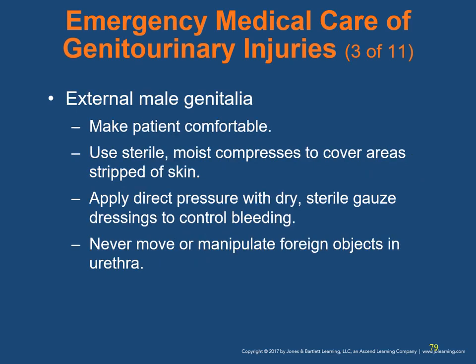External male genitalia. A few general rules for treatment of injuries to the external male genitalia. Injuries are painful. Make the patient comfortable. Use sterile, moist compresses to cover areas stripped of skin. Apply direct pressure with dry, sterile gauze dressings to control bleeding. Never move or manipulate foreign objects in the urethra.